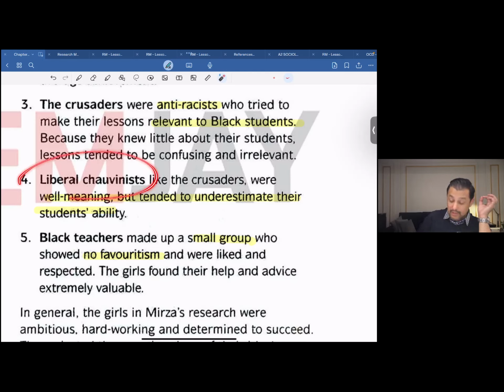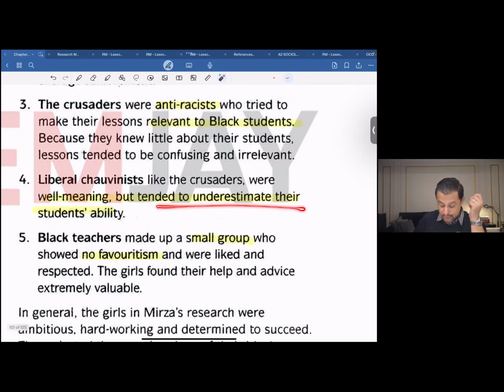The fourth group that we have over here in line are the liberal chauvinists. These liberal chauvinists, like the Crusaders, were again good at heart and meant well for the students, but they tended to underestimate their students' ability. And like I mentioned a minute earlier, if teachers start underestimating their students' ability, this might, through the principles of self-fulfilling prophecy, eventually translate into the performance of the students as well. The fifth category, the Black teachers. According to Mirza, these Black teachers made a small group. They did not show any sort of favoritism.